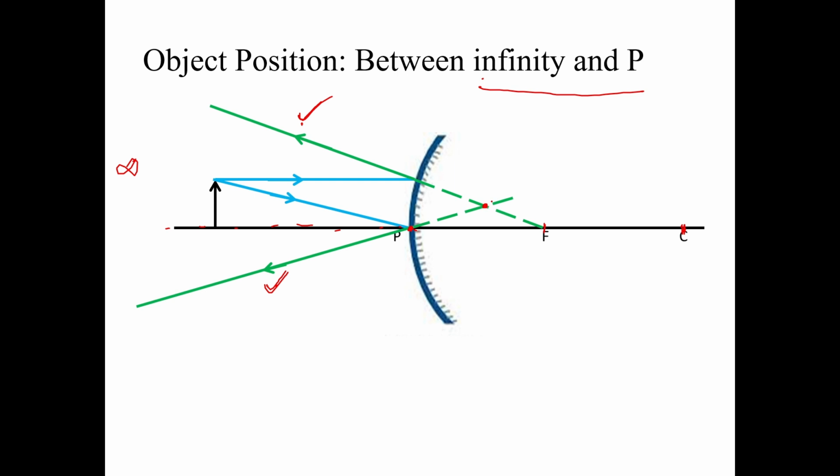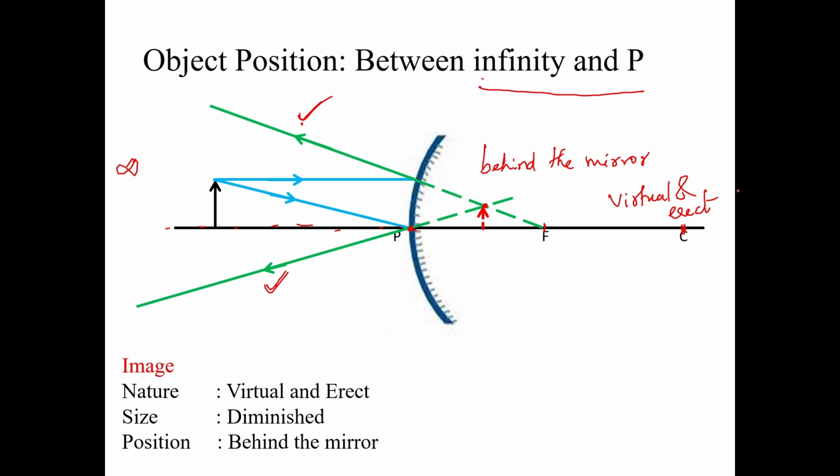Again you are getting the image behind the mirror. Since the image is formed behind the mirror, I have used dotted lines. Dotted lines indicate the image formed is virtual and erect. Now let's see the characteristics. These are the characteristics of the image formed. Nature is virtual and erect because it is formed behind the mirror. All virtual and erect images must be represented using a dotted line with upward arrow.